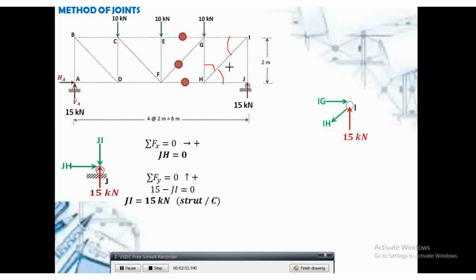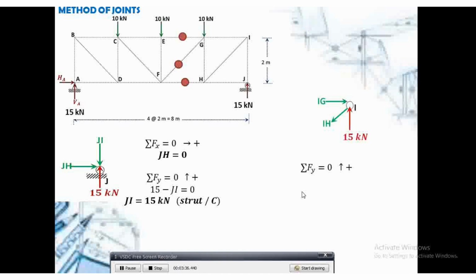Paano ko makukuha yung mga angles na yan? 2 meters yung height ng truss, 2 meters din itong length na to, itong width na to. So, if I'm going to take the inverse tangent of 2 divided by 2, this is 45 degrees. Same true with this one. This is also 45. Pati itong angle na to, 45 din. So, nakuha ko na yung angle. I can now proceed.